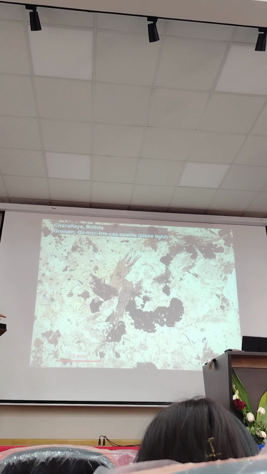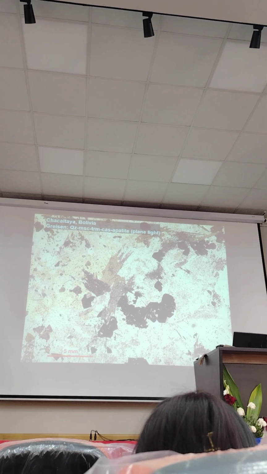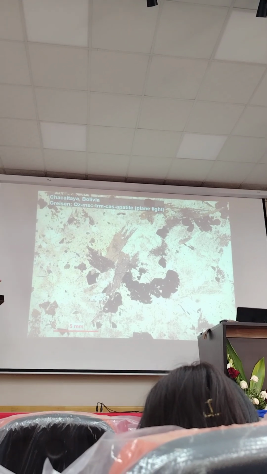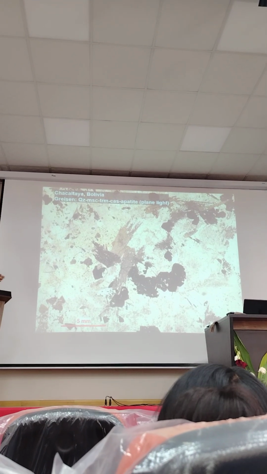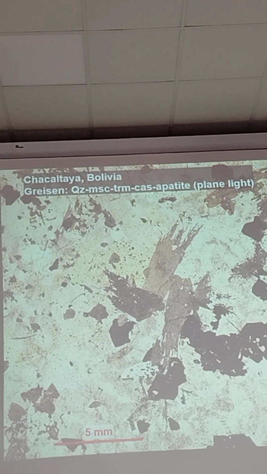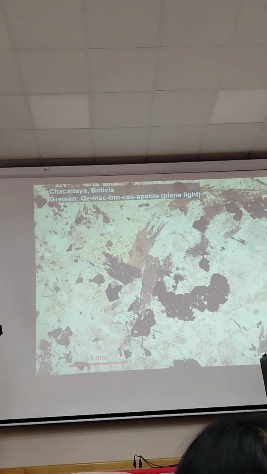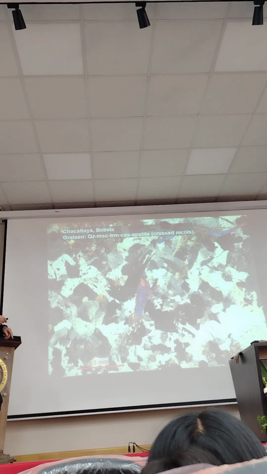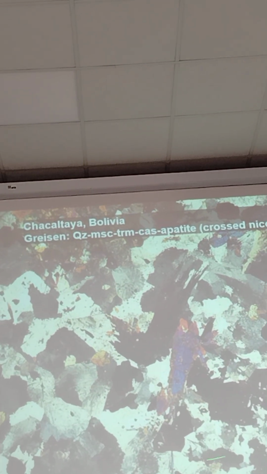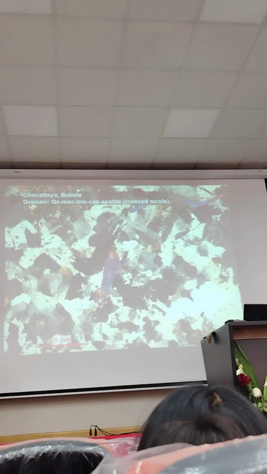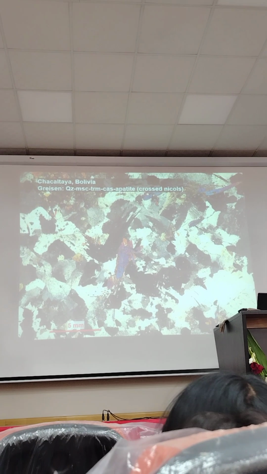Because greisenization means no feldspar. And so if people describe a rock and call it greisen, when the rock still has feldspar, then there is something wrong. Greisen is completely feldspar-destructive alteration. This is the same under crossed nicols. You see there's lots of quartz here. And this is the tourmaline, and this is the cassiterite.